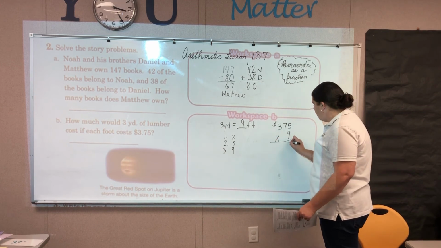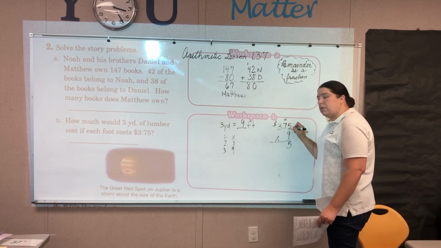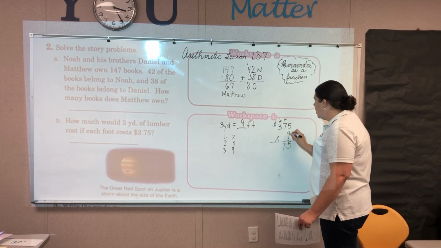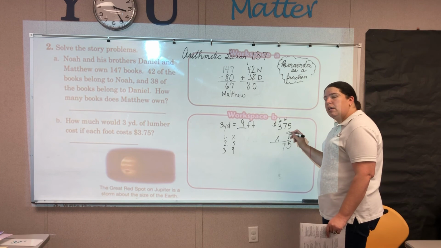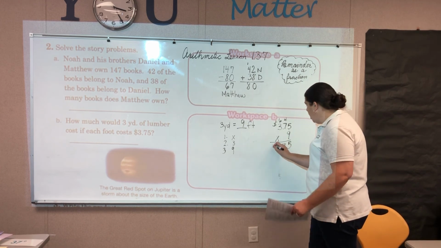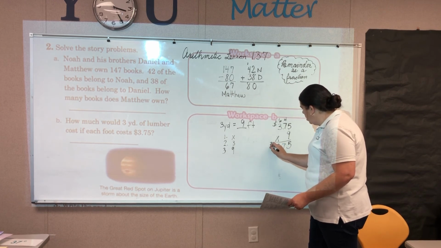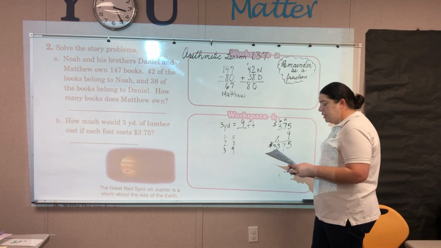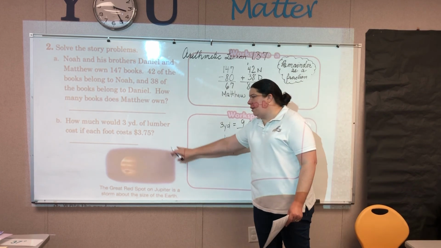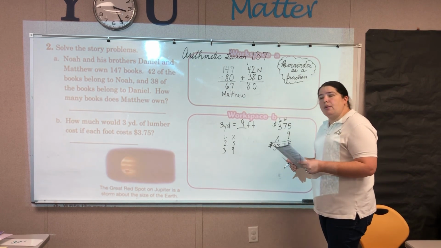9 times 5 is 45. 9 times 7, 63. Plus 4, 67. 9 times 3 is 27. Plus 6, 33. So $33.75. That's how much all the lumber would cost. $33.75. Okay, go ahead and finish this front and back for seat work and homework, and we will see you back tomorrow.